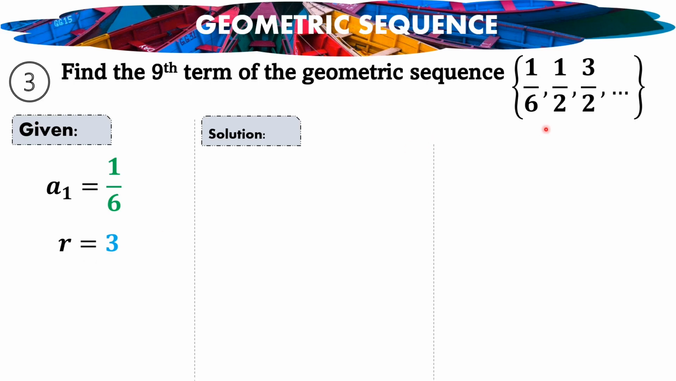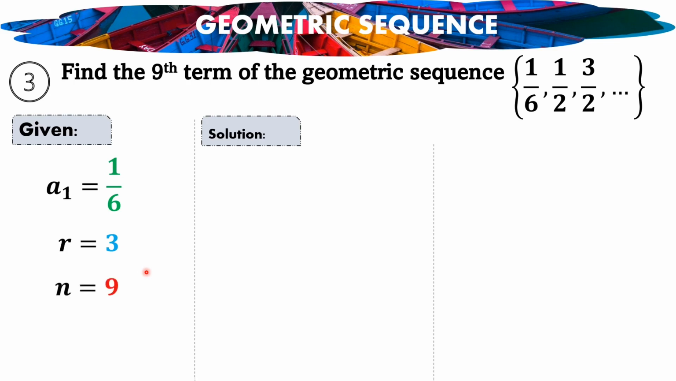Recall how to find r, that is, divide or find the ratio of two consecutive terms backwards. So in here, the given terms are fractions, so you need to apply cross multiplication to get the common ratio.